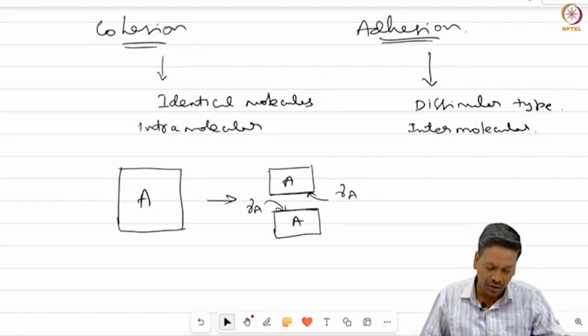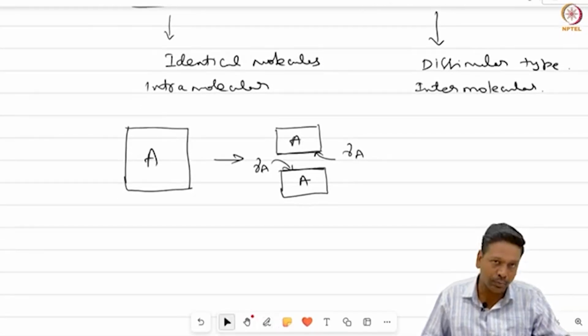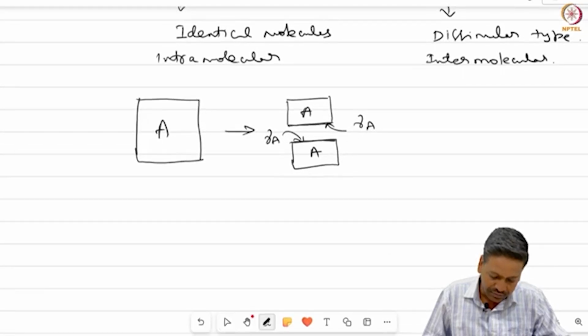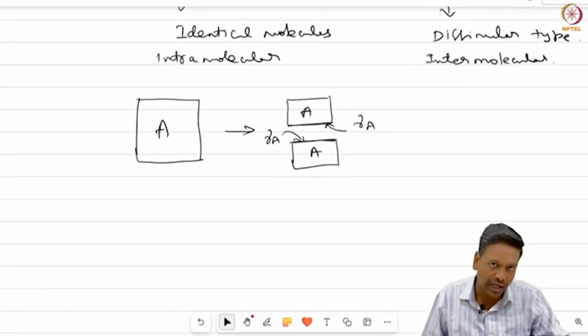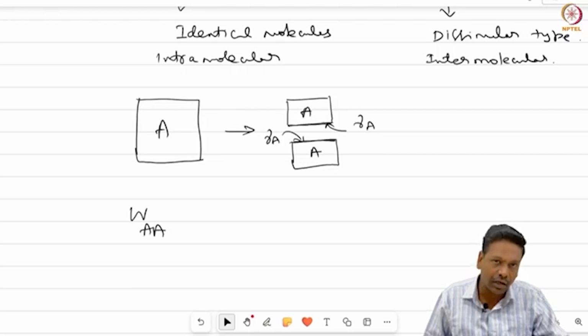Now the work required to pull them apart is the same as the work required to put them back, right? If I know the work required to pull them apart, it is easy for me to calculate or understand the energy or work required to put them back. So using this strategy, I can calculate the work of cohesion. If I denote that as W_AA, AA stands for cohesion between identical molecules, right?